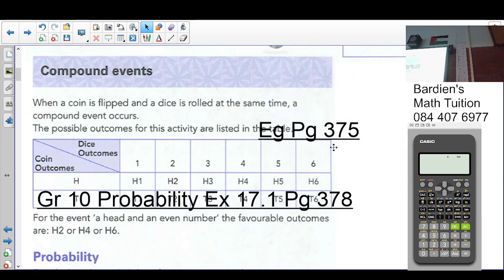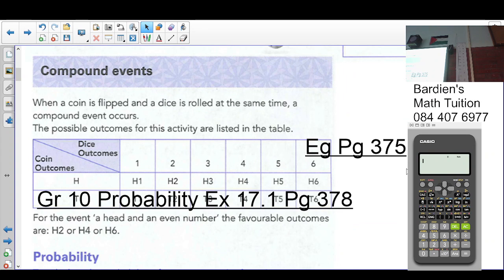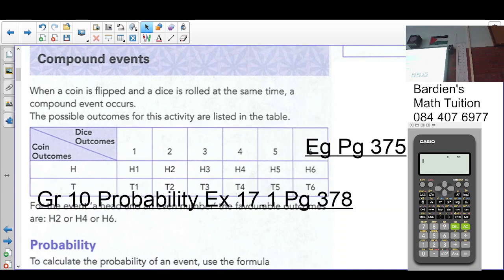Compound events. A compound event is more than one event happening at the same time. You can be tossing a coin and rolling a die, or tossing a coin twice, or rolling 2 dice. There are many scenarios. You can be drawing a card and rolling a die. So compound means more than one thing happening at the same time. Let's read what they say here. Compound events: when a coin is flipped and a dice is rolled at the same time, a compound event occurs. The possible outcomes for this activity are listed in the table.